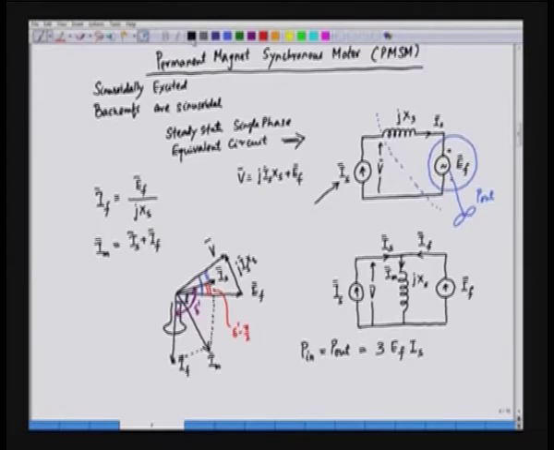So, we can write down this equation. This equation is Ef Is, for 3 phase we multiply by 3, cos of delta prime minus pi by 2, and that we can write as 3 Ef Is sine of delta prime. Now, we know what Ef is. Ef is Xs into If. So, we can say that this is equal to 3 Xs into If Is sine delta prime. This is the output power, which is the mechanical power. We have ignored the losses in this case.